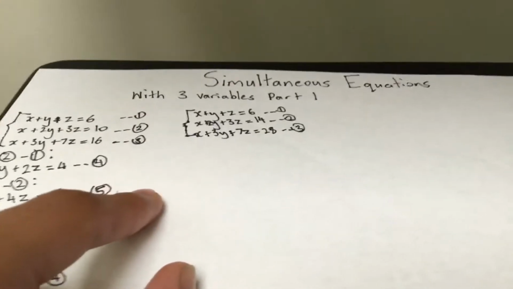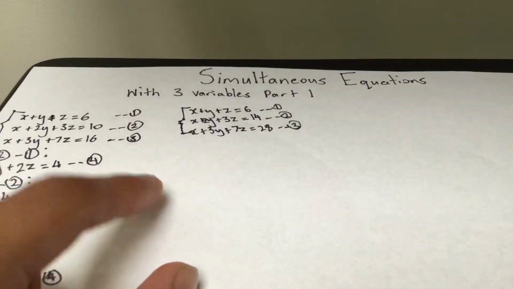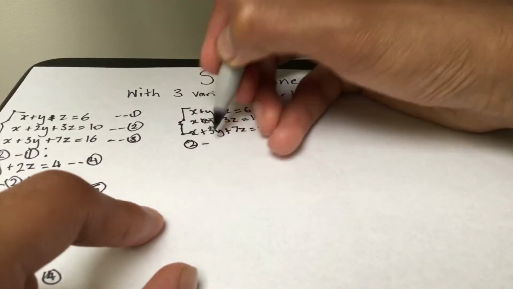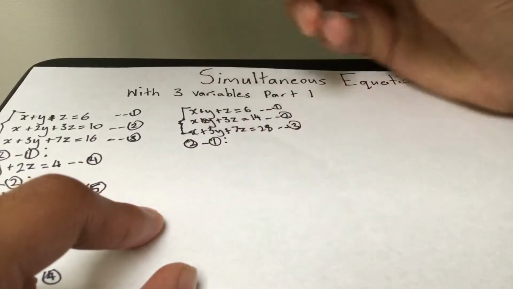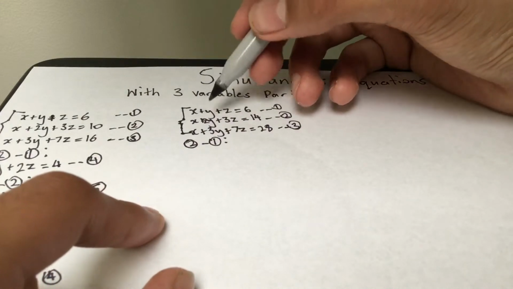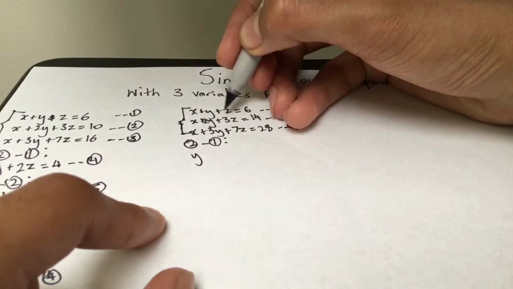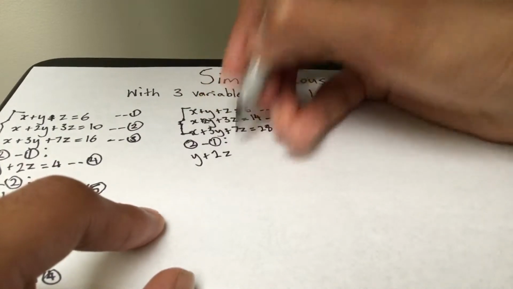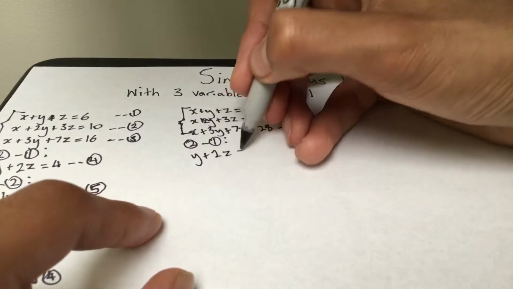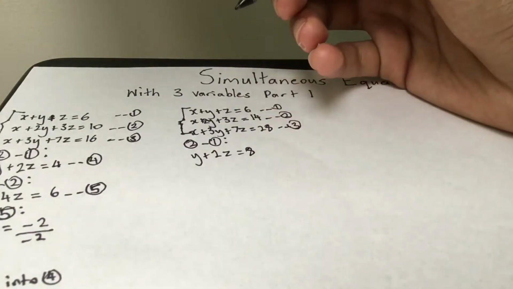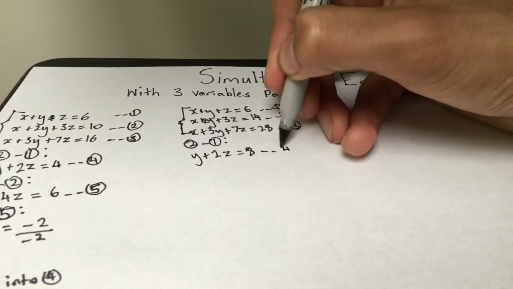Okay. So, as you might have guessed, the first step is to go equation 2 minus equation 1. When we do this, we get rid of the x, so 2y minus y, and then plus 3z minus z, 2z, equals 14 minus 6, 8, and then we label it equation 4.